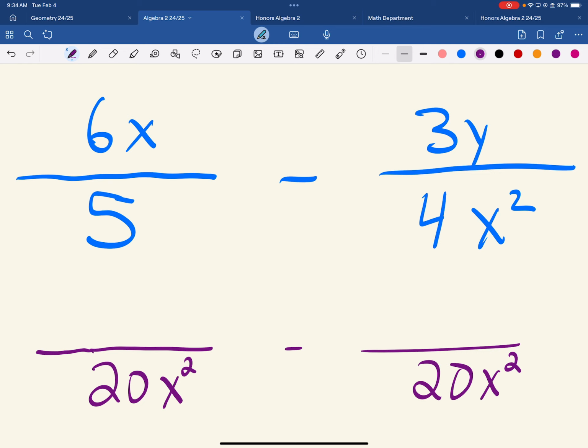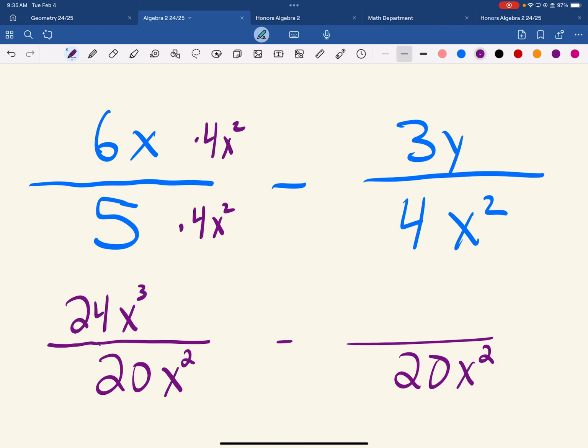So what do I have to multiply 5 by to get to be 20? Well, I need to multiply it by 4. So that means I need to multiply the numerator by 4 as well. But I've also got an x squared down there. So this has got to be 4x squared. So we multiply both the numerator and the denominator by 4x squared. 4 times 6 is 24. X times x squared, you add the exponents, is x cubed. That side's done.